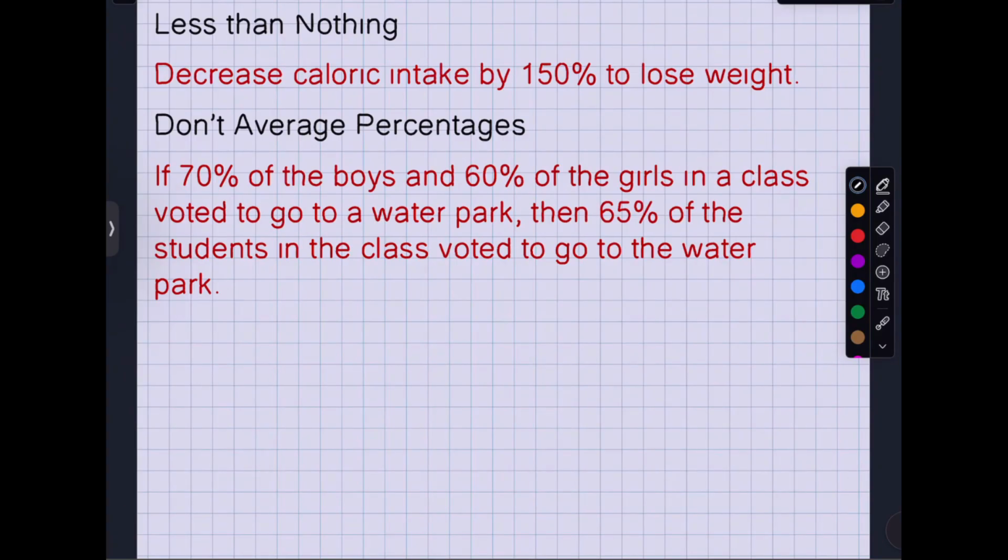If 70% of the boys and 60% of the girls in class voted to go to the water park, then 65% of the students in the class voted to go to the water park. Not true, right? Not necessarily true. There can be a situation where that might be true, but majority of the time it's not. Heck, if we look in this class, the number of boys and number of girls are not even. So those percentages and those numbers will change as well.